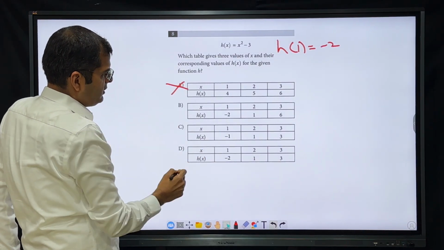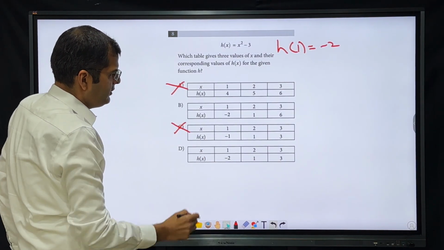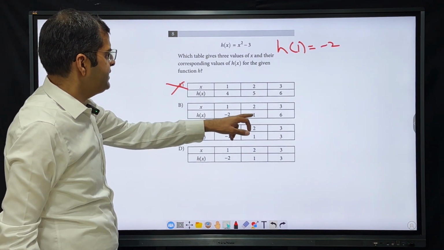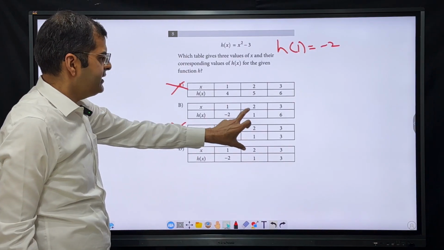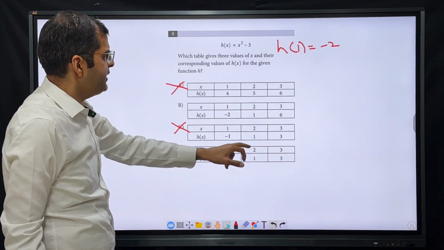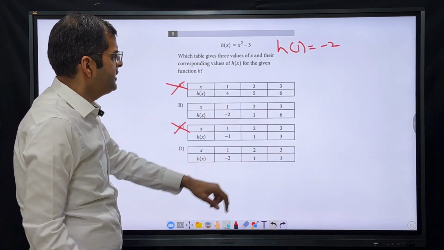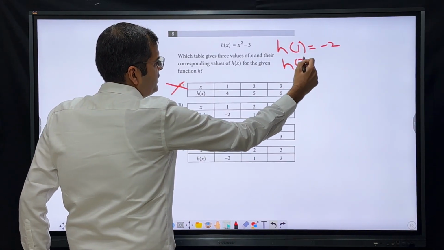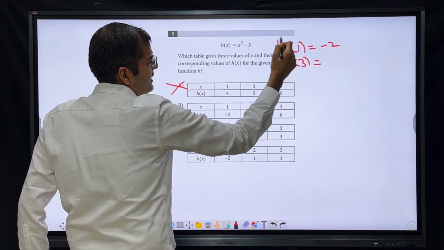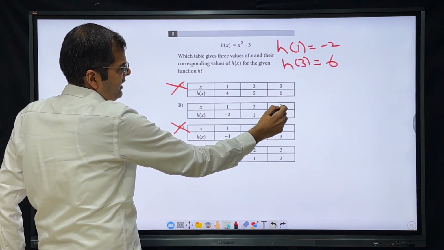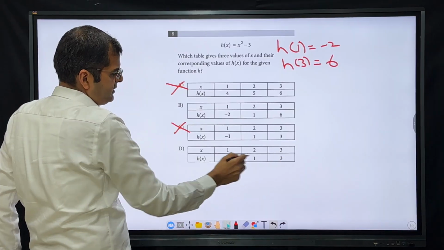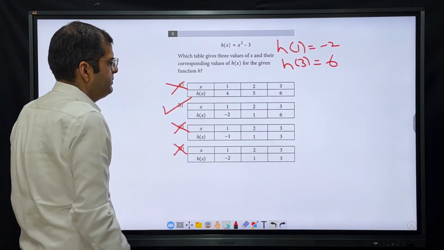So this is ruled out and this is also ruled out. Now if you look at it, x is 2 and h of x is 1. They are the same in these two cases, so I'll not even check for h of 2. Then h of 3 will be what? H of 3 will be 3 square, which is 9. 9 minus 3 is 6. So this is the answer. When x is 3, h of x is 6. So this is incorrect, answer D. Answer option B is the right answer.